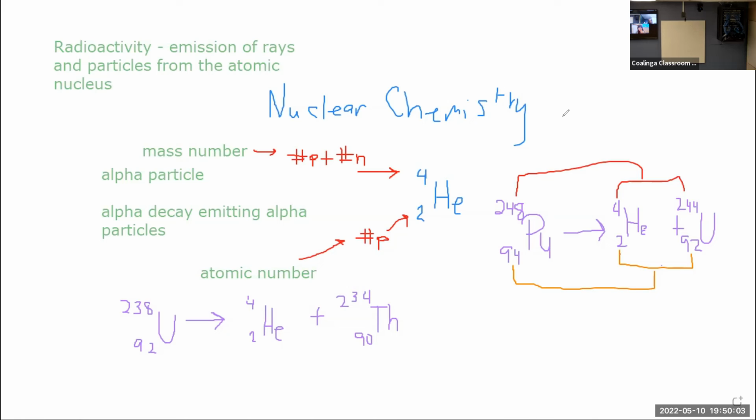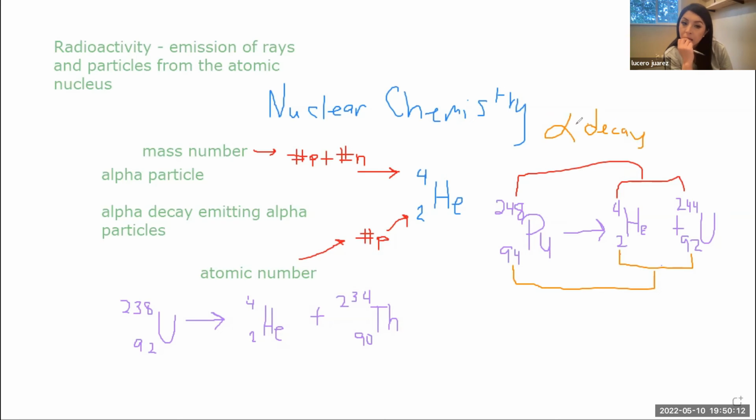Okay. Now, again, this is alpha decay. The mass number is going to be different than the one in our periodic table. Yes, because these are isotopes. It's a radioactive isotope. Yes.